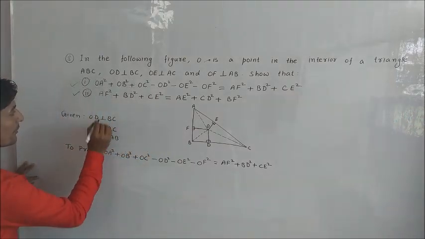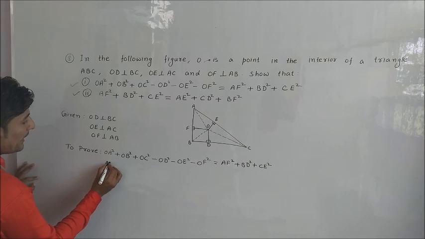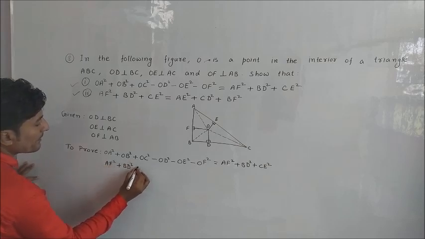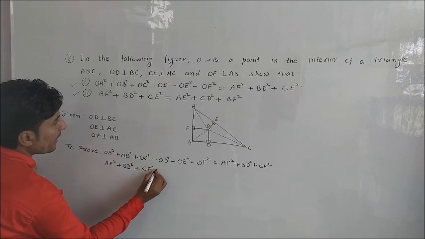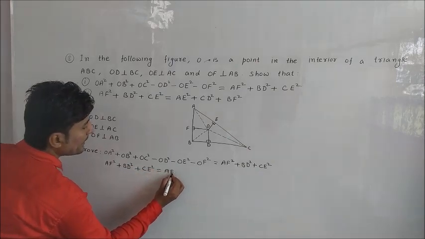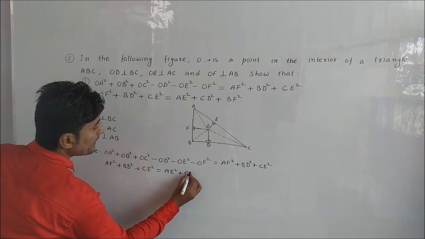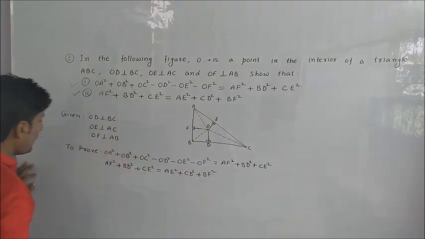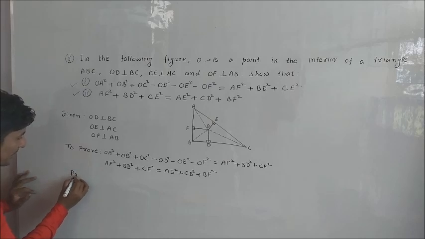In the second part of the question, we have to write AF square plus BD square plus CE square is equal to AE square plus CD square plus BF square. Now after that we have to write the final step, that is proof.